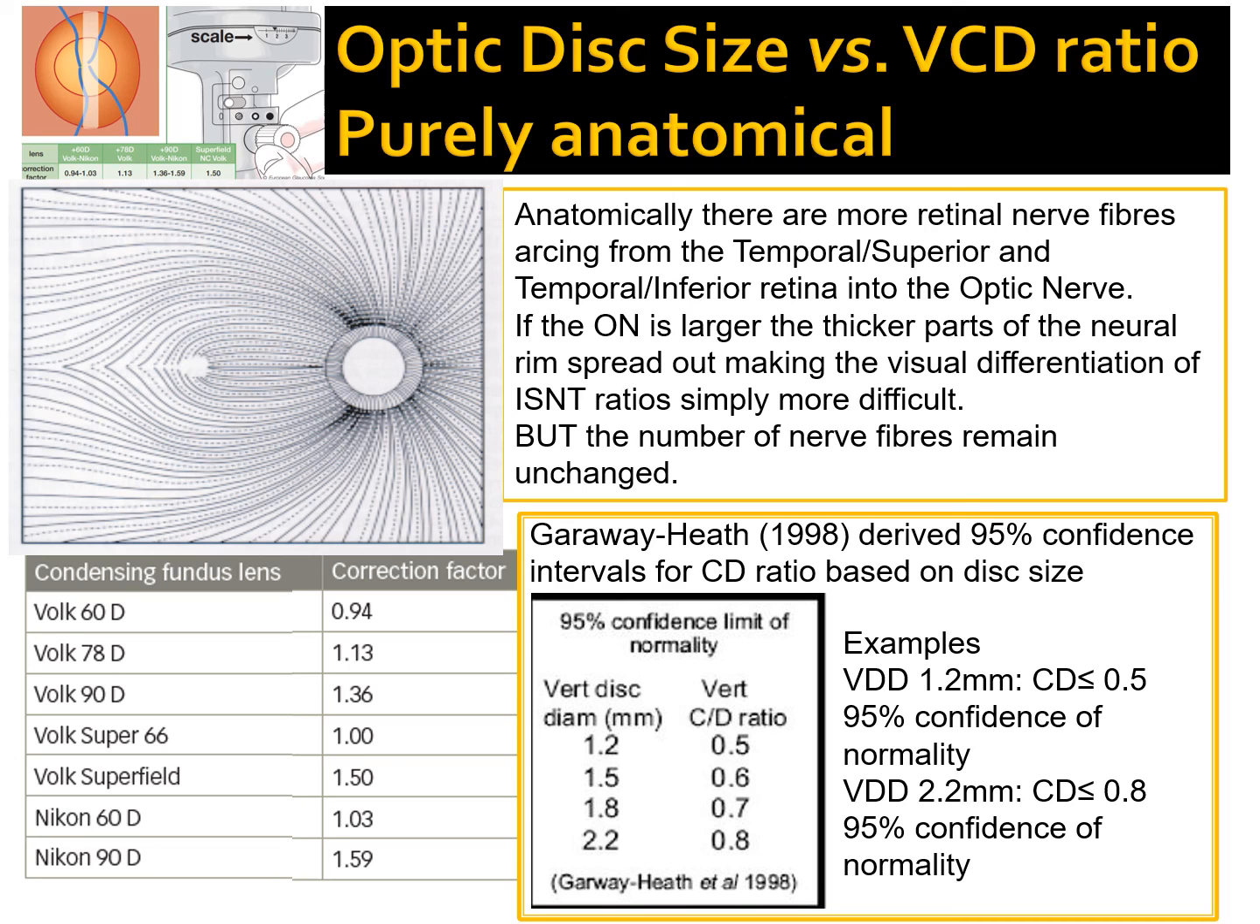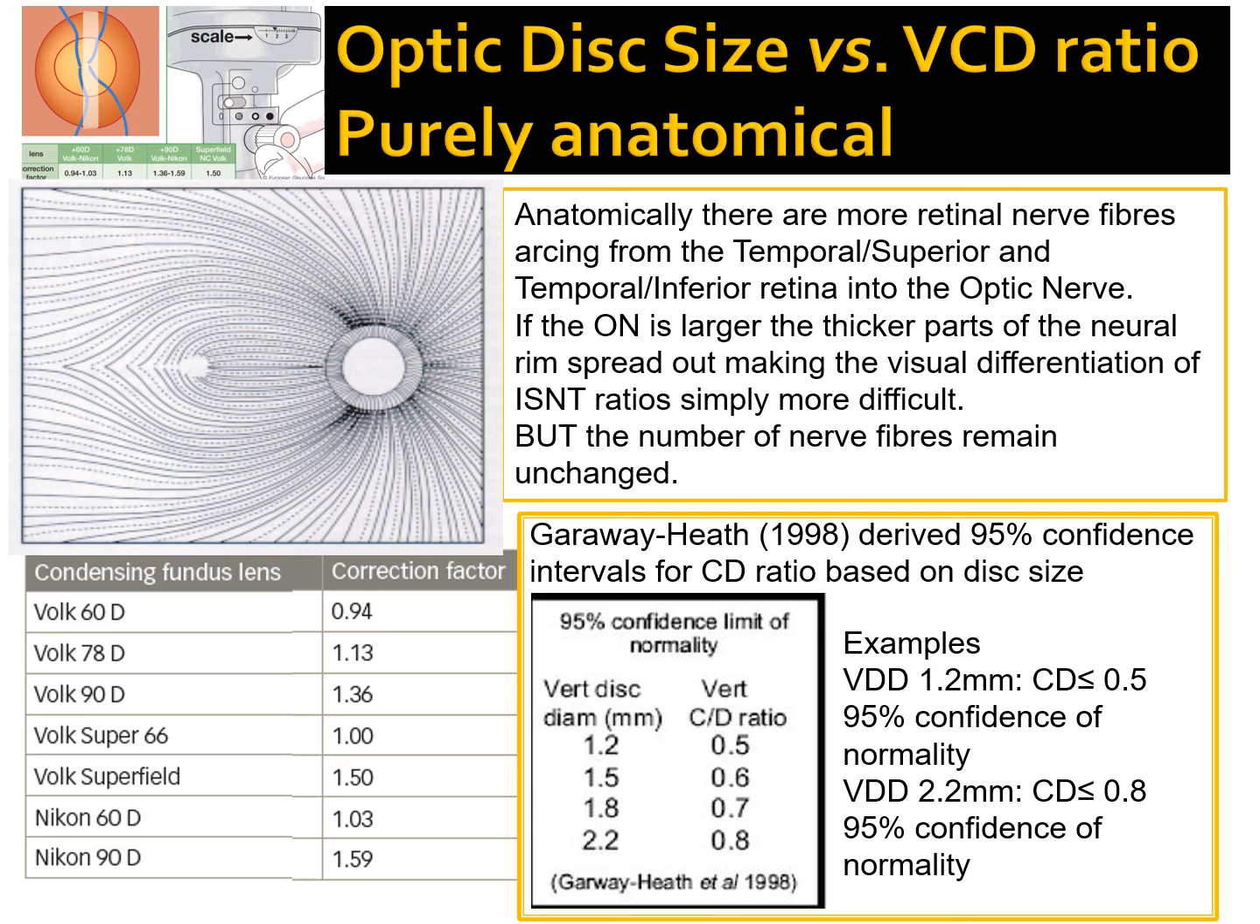So optic disc size versus vertical CD ratio, it's a purely anatomical thing here. Anatomically, there are more retinal nerve fibers arcing in from the temporal superior and the temporal inferior retina into the optic nerve. And so that's why the superior and inferior are obviously thicker. But if the optic nerve happens to be larger, the thicker parts of the neural rim spread out more proportionally, making the visual differentiation of the ISNT ratio more difficult. But make no bones about it, the number of nerve fibers remain unchanged.